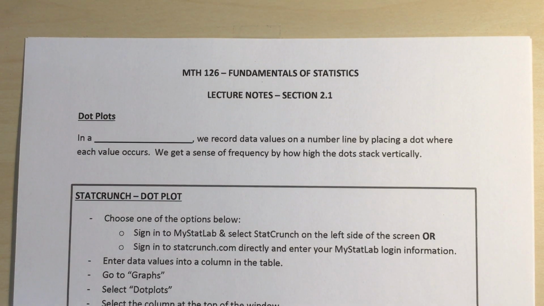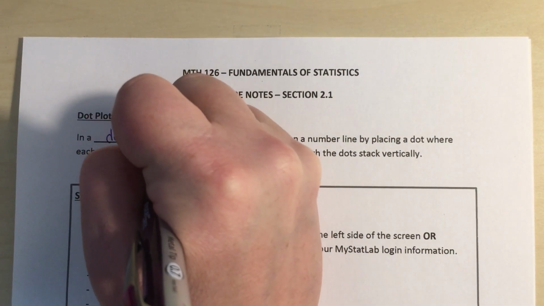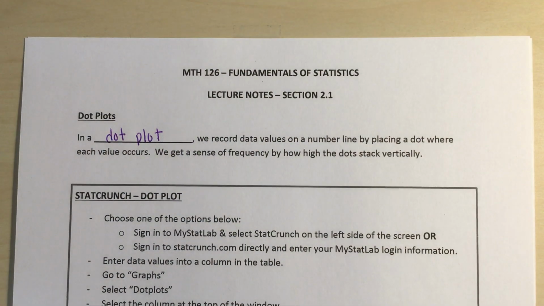All right, so now that we've talked about organizing our data into tables, we're going to start looking at some different graphs. The first type of graph that we are going to look at is a dot plot. In a dot plot, we record data values on a number line by placing a dot where each value occurs. We get a sense of frequency by how high the dots stack vertically.